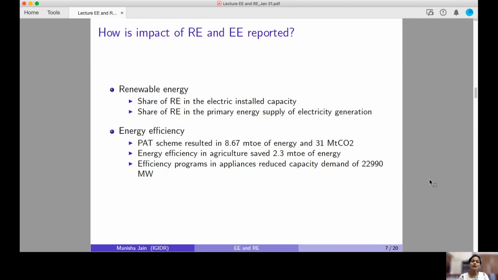Now the question comes: how is the impact of these two strategies? How are they reported?